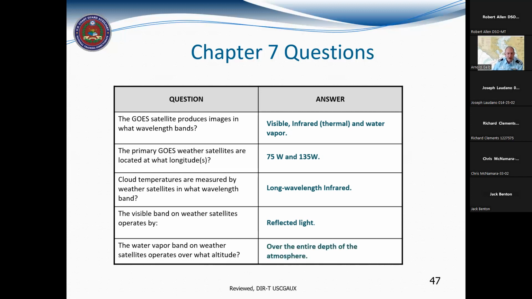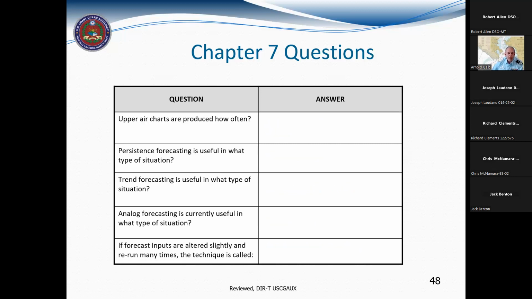Yeah, over the entire depth. This is sort of a trick question. Over the entire depth of the atmosphere. It's not just one. Upper air charts are produced how often? Every 12 hours. Right, every 12 hours, regularly starting at the new day in Zulu or Greenwich Mean Time.